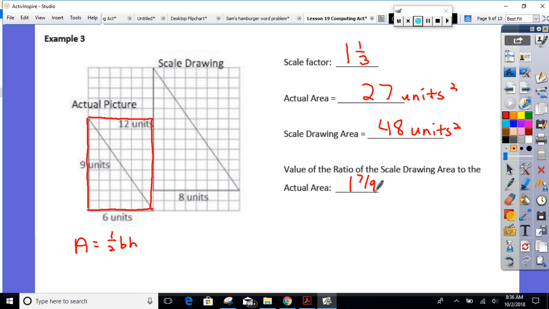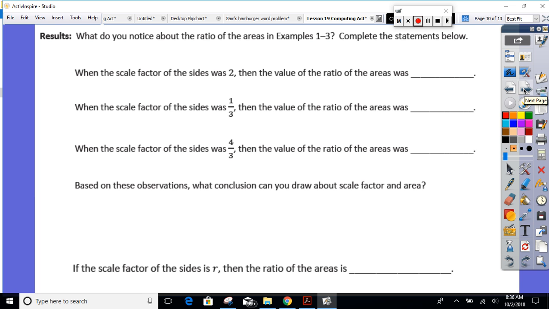Okay, now, in the results, let me see if I put this up here. Yes, I did. What do you notice about the ratio of the areas in examples 1 through 3? Complete the statements below. So when the scale factor of the sides was 2, as it was in example 1, Kate, what was the value of the ratio of the areas? So just look back to example 1. When the scale factor of the sides was 2, the value of the ratio of the areas was? What did it say the value of the ratio of the areas was? Did you write that down?